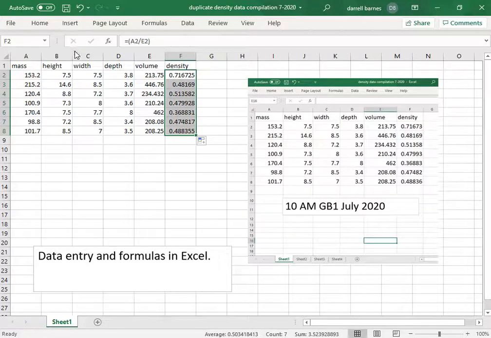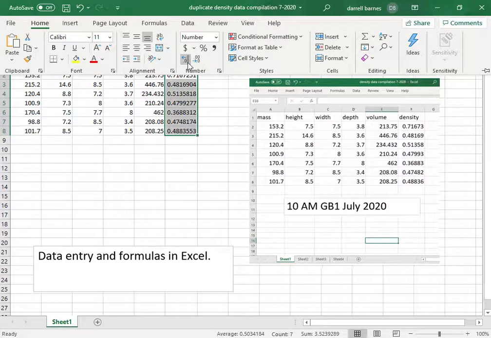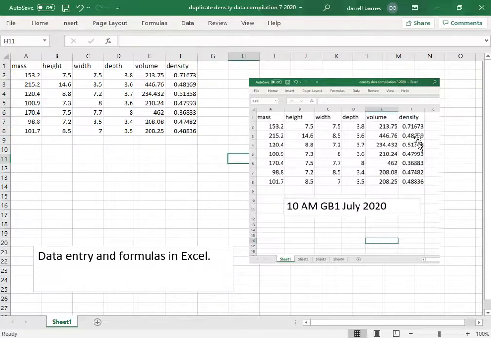Now, if we want to make these numbers and these numbers look relatively the same, we could go home. Let's go home. And let's see if we can move the decimal. That's too many. We went too far. Let's decrease it. And let's see if that looks more similar to the data that we have here. I think this looks just perfect.